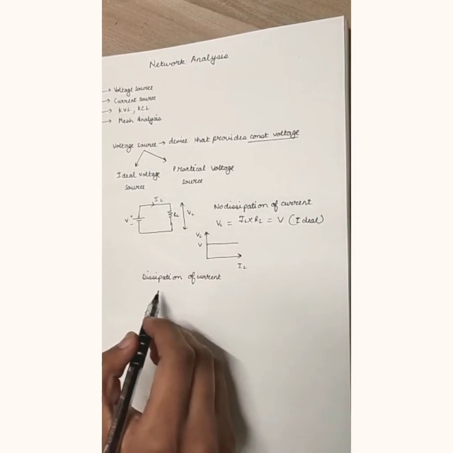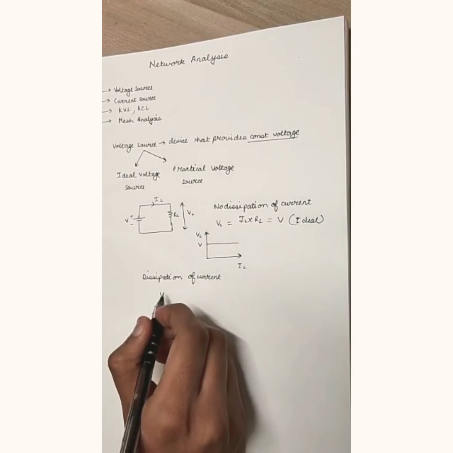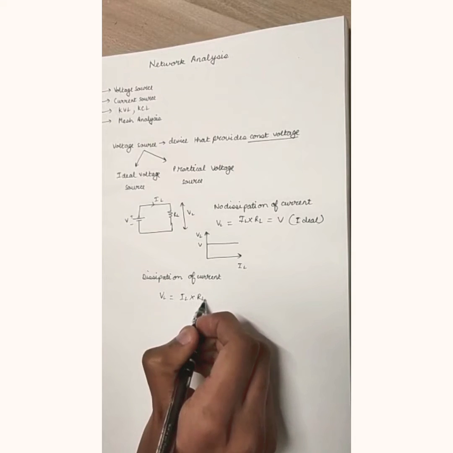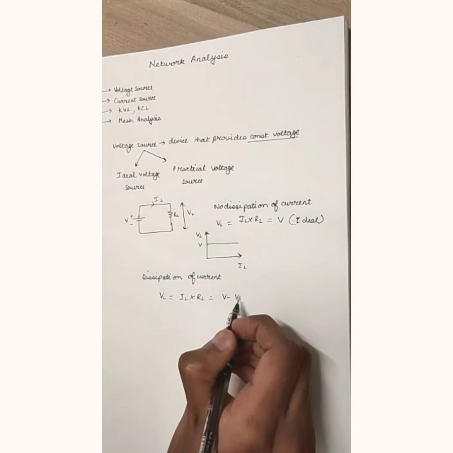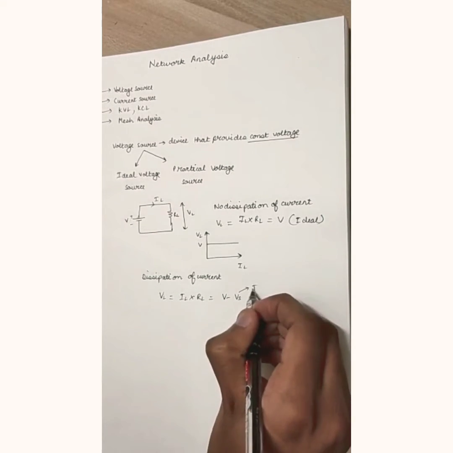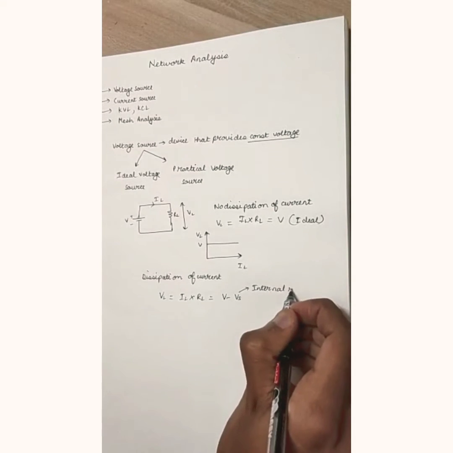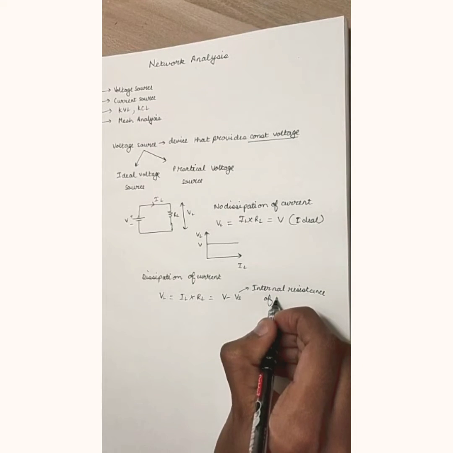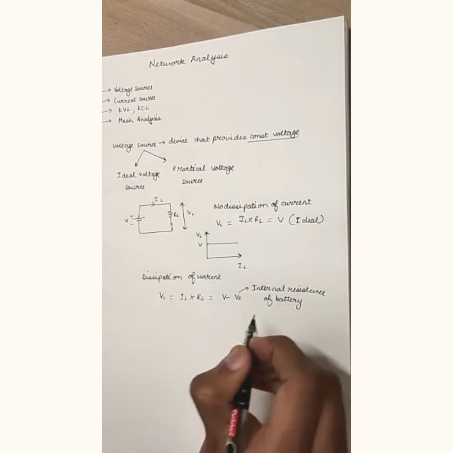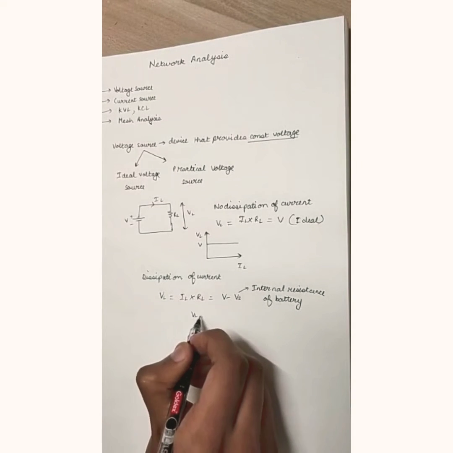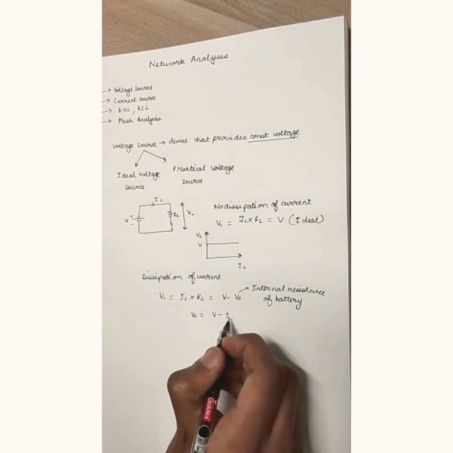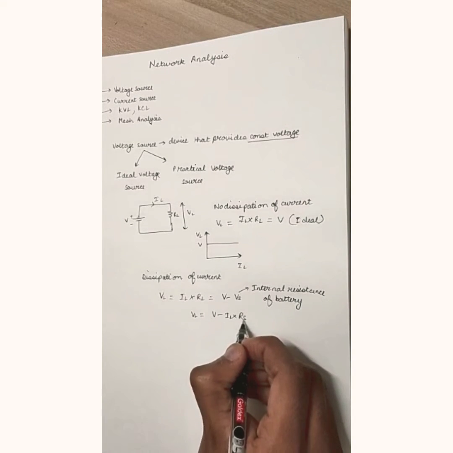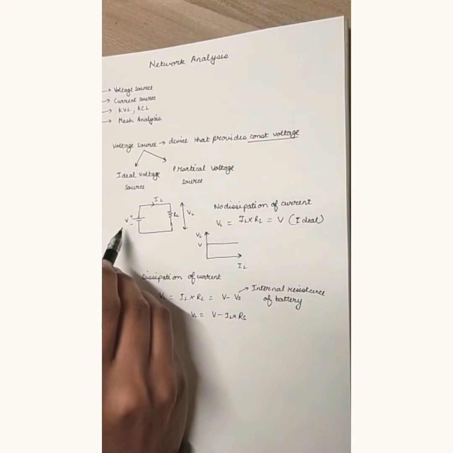Now we were on the case of the practical voltage source. In the practical voltage source, we have a dissipation of current. So in this particular case, our VL will be equal to V minus the voltage drop across RS, which is the internal resistance of your battery. So if we see from here, VL will be equal to V minus IL into RS. RS is basically your internal resistance, and the current is the same which is passing through the battery and through the resistor.